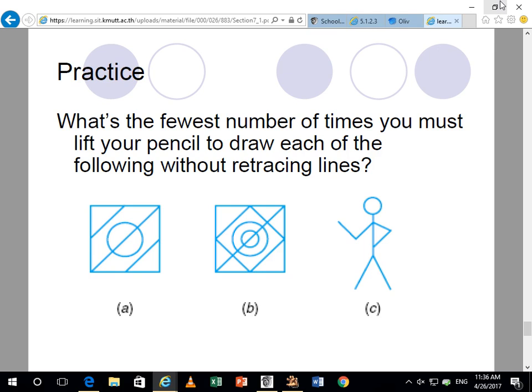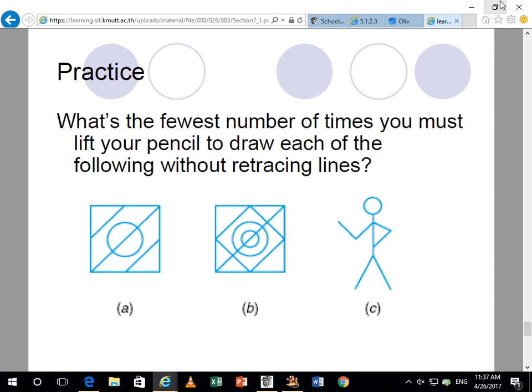So the answer to this, actually, yes, is 2. You have to lift your hand twice. So that means there are 3 subgraphs. So one possibility is this one. One subgraph, second subgraph, and a third subgraph.